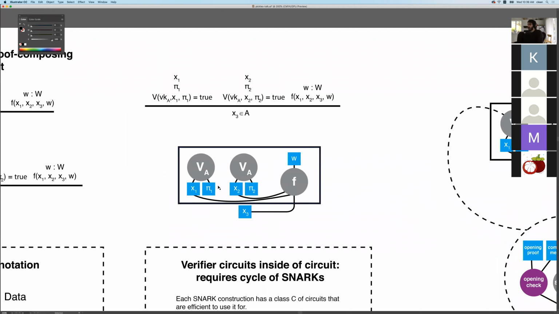So this is a circuit corresponding to this inductive rule here. It contains these two components, which are verifier circuits, and it also contains F. Okay.